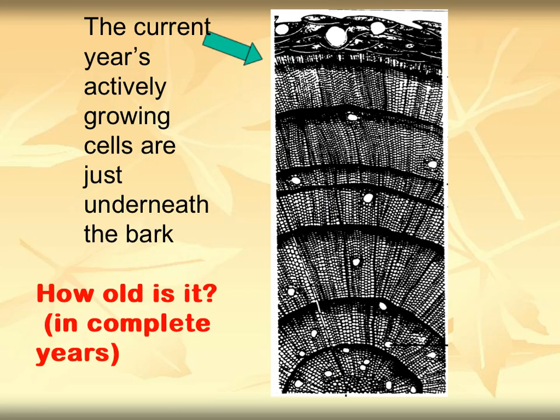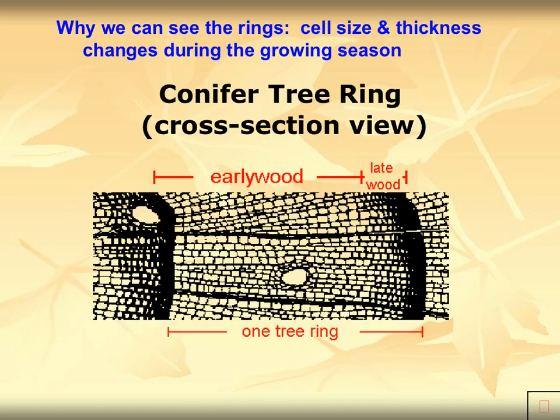Again, each year's ring is just underneath the bark. Right under the bark is the current year's growth, and then that continues to grow and grow and grow. If we look at this picture, there is 1, 2, 3, 4, 5, 6, 7, 8, so it is in its 9th year of life.